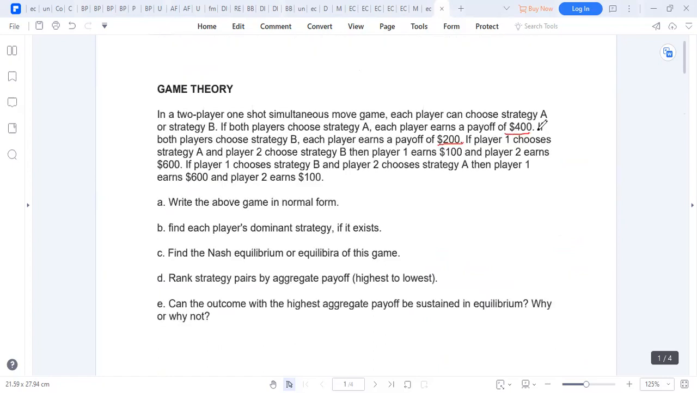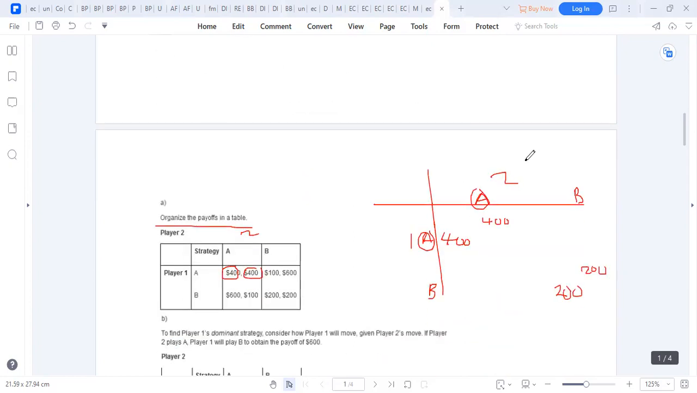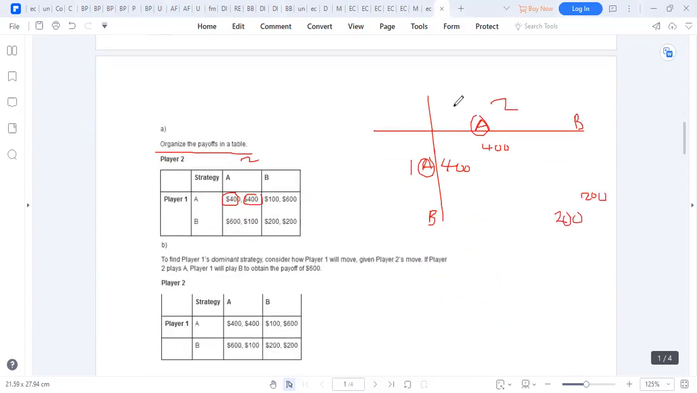We're told that if player 1 chooses strategy A and player 2 chooses strategy B, player 1 will make 100 and player 2 will make 600. So if they don't cooperate, if player 1 chooses strategy B, you make 600, and if player 2 chooses strategy A, he will make 100. All together, this box: player 1, 100; player 2, 600.